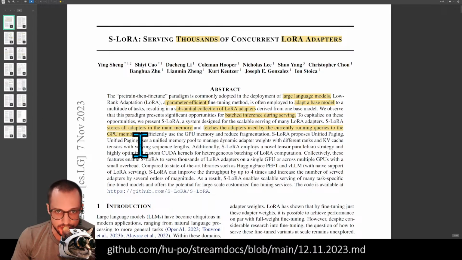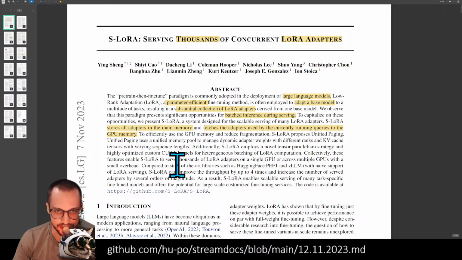Unified paging uses a unified memory pool to manage dynamic adapter weights. They define a bunch of these terms later in the paper, so we're going to go through some of these later. To manage dynamic adapter weights with different ranks and KV cache tensors with varying sequence lengths. Additionally, S-LoRA employs a novel tensor parallelism strategy and highly optimized CUDA kernels for heterogeneous batching of LoRA computation. This is like a salad of terminology here.